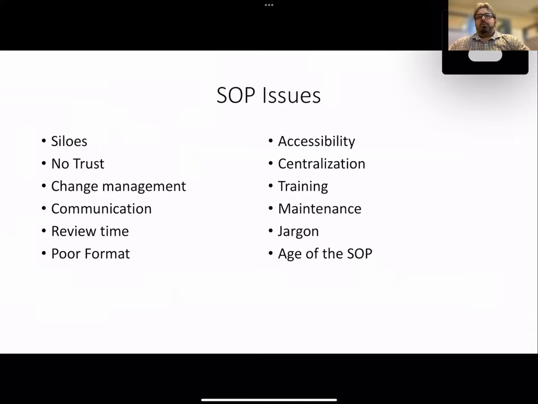So why do I say we have issues with SOPs? This is everything that I could find that people have said that their SOPs lack. They're stuck in one department. They don't get shared. They are only available on the internal server. We don't trust the information and management doesn't trust us to actually write it. So different things help change these SOPs into what you're looking for.